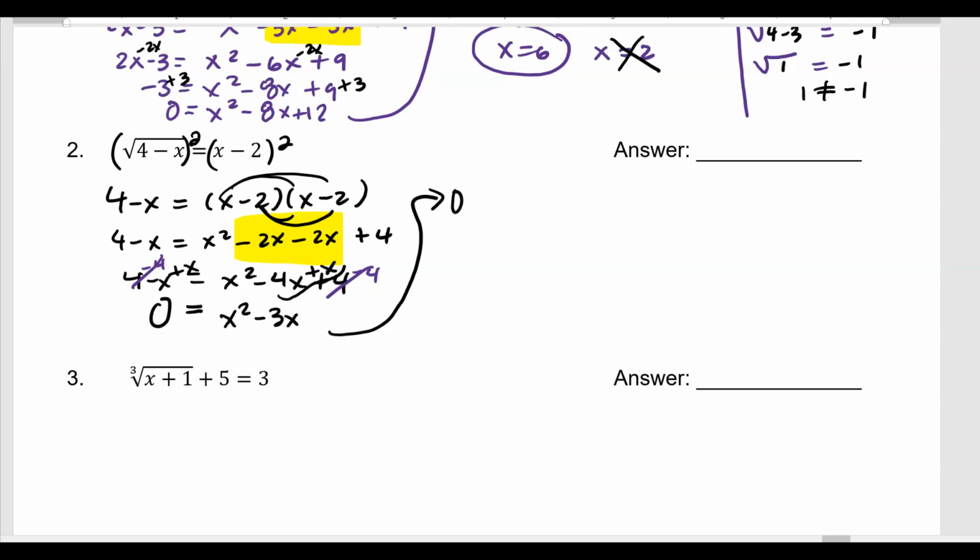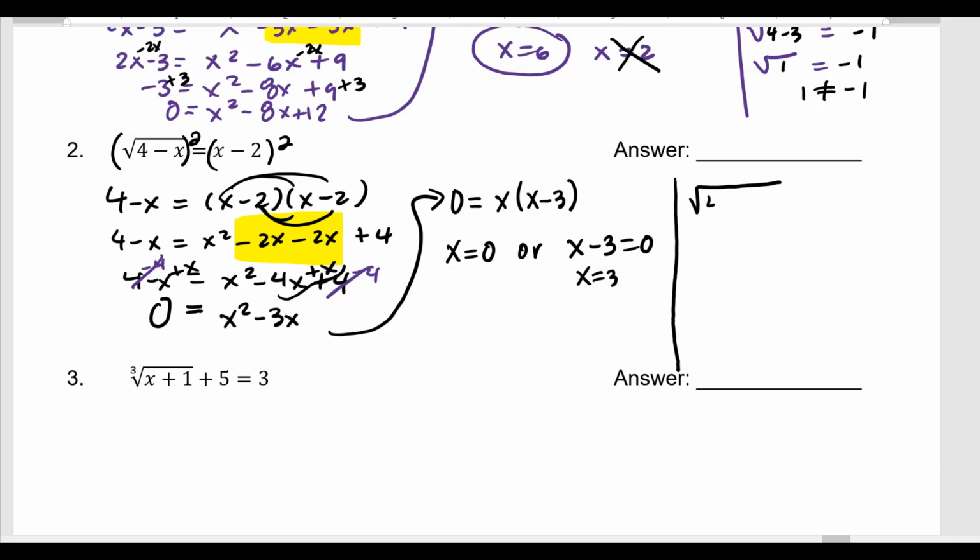Then we factor. That's the second step of solving equations. We take that x out. That was our GCF. Then we're going to set each one of these factors to 0. So x equals 0 could be an answer, or x equals 3 could be the answer. But what do you think we have to do now? Yep, we have to check.